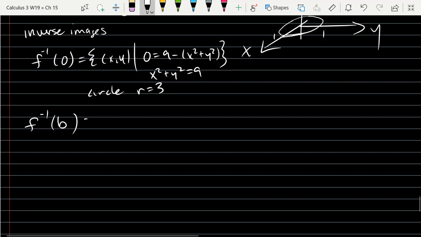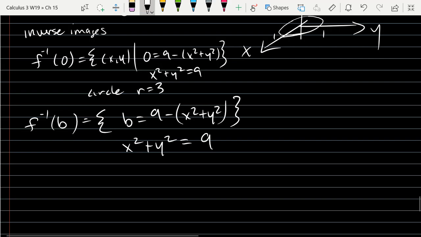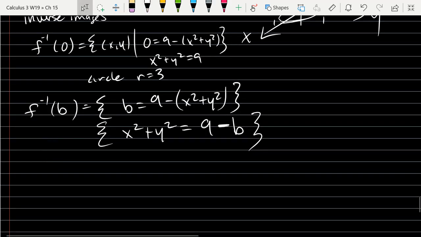I'm just going to pick the letter b here. So we have b equals 9 minus x squared plus y squared. And then let's go ahead and add x squared plus y squared to the other side, equals 9 minus b. In this form, it should be clear what are some good choices of b that are nice squares. So 8 would be a really good choice, because then x squared plus y squared equals 1. 9's a good choice, because it equals 0.